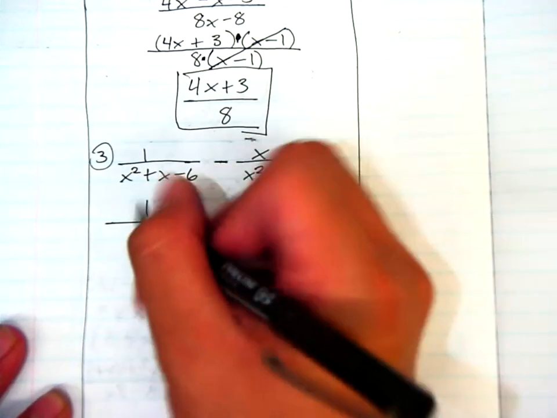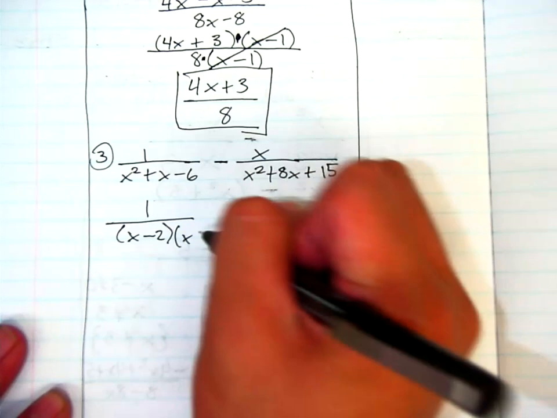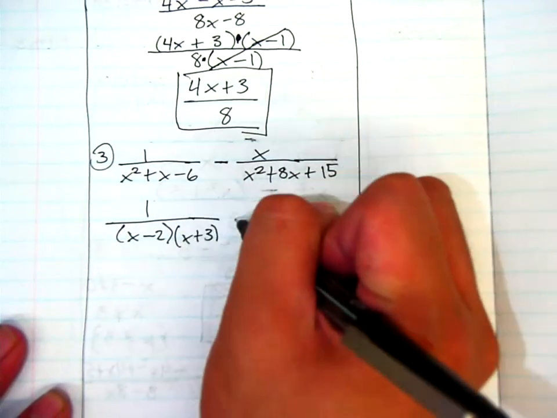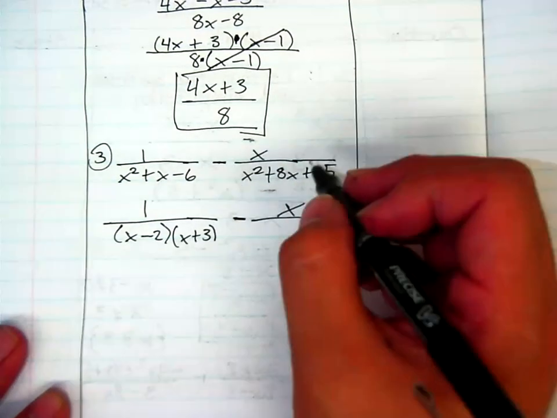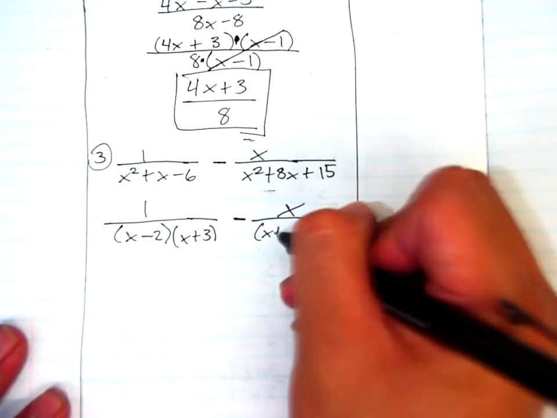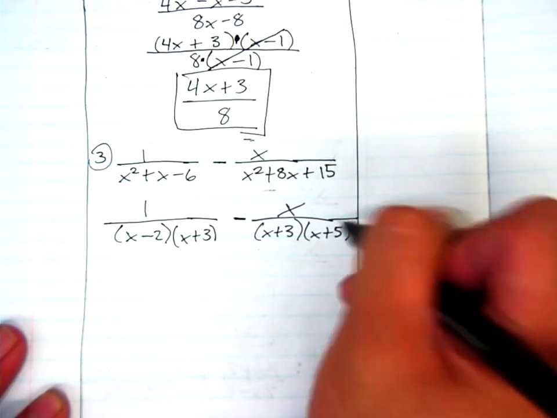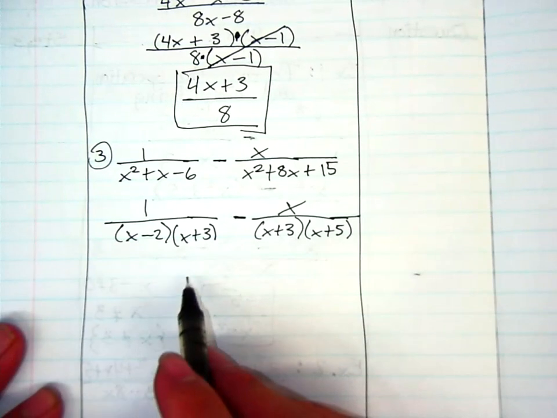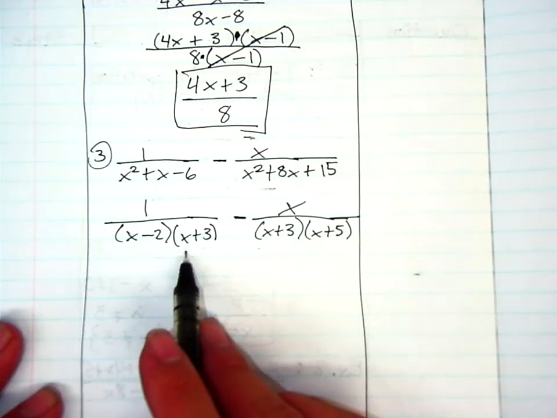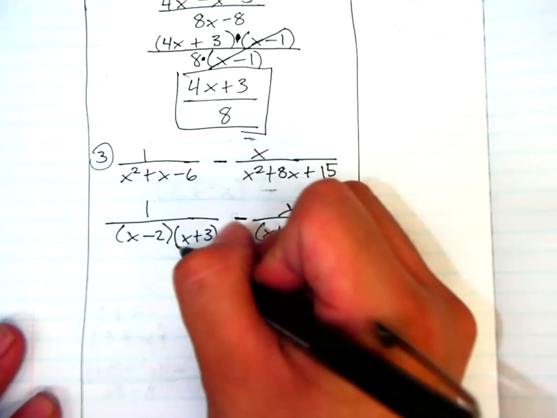At the bottom, we're going to get x minus 2, x plus 3, minus x over x plus 3, x plus 5. Again, you would have to factor this on your own normally, so I am kind of skipping a step here. At this point, we notice, hey, they actually do have something in common, this x plus 3.